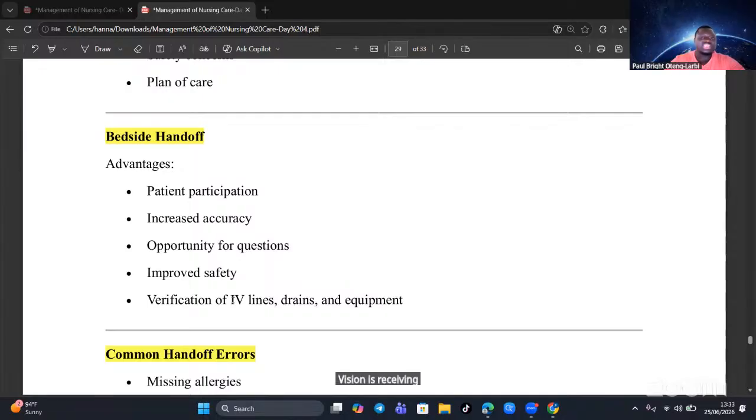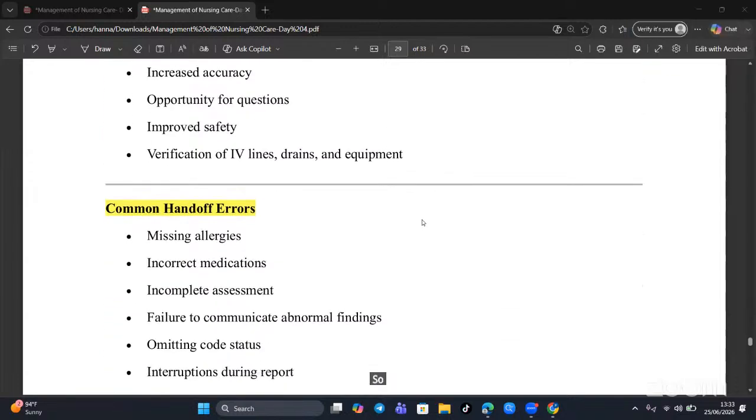Patient is receiving TPN. We are doing everything at the bedside. So sharp. Okay.